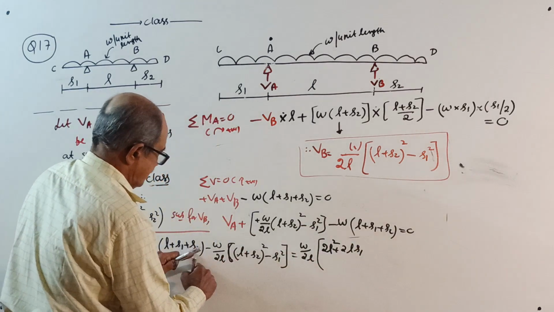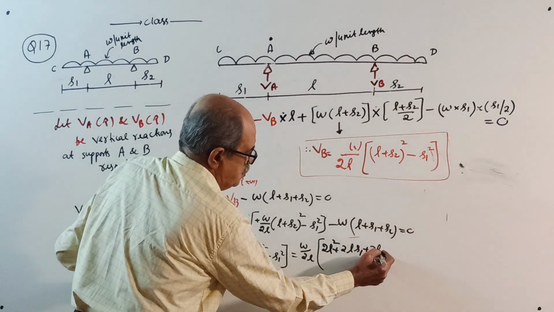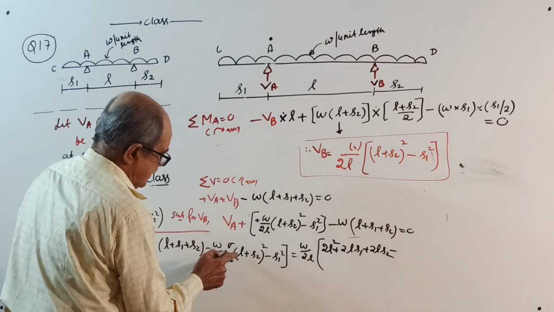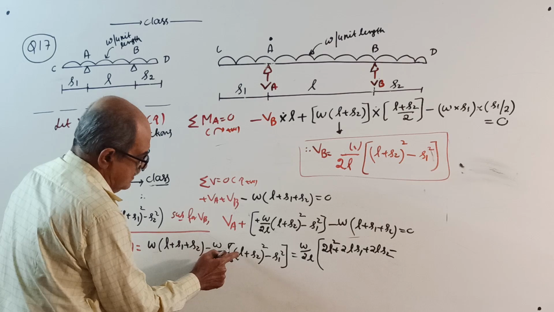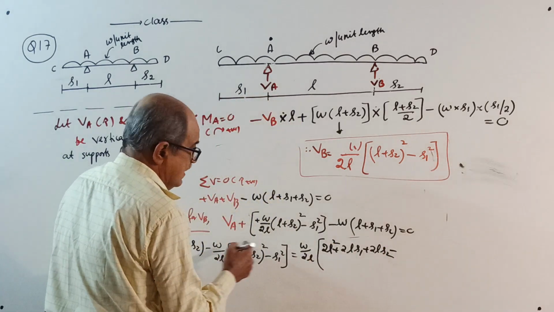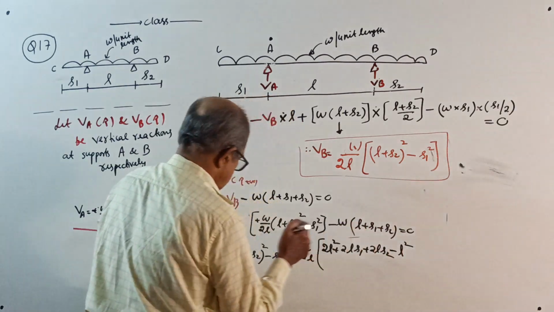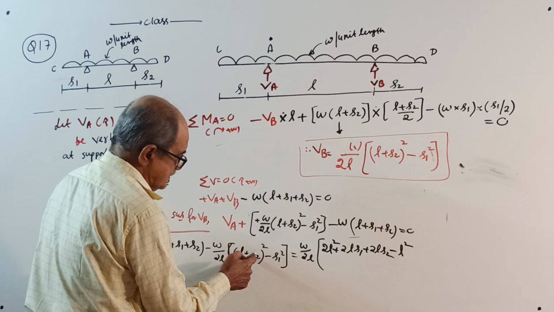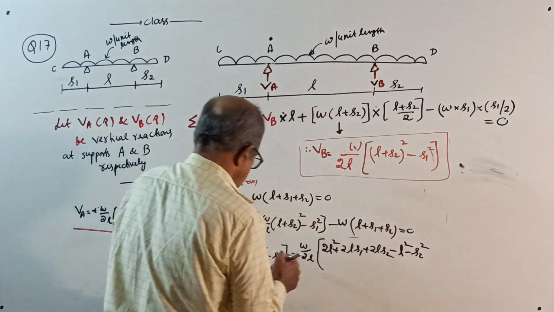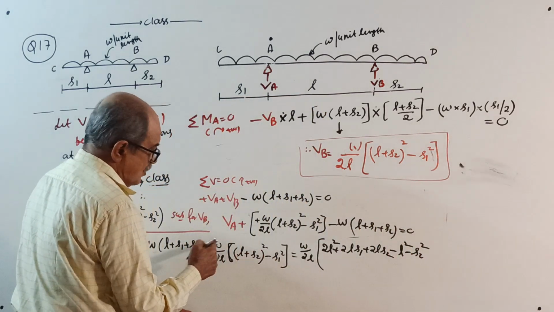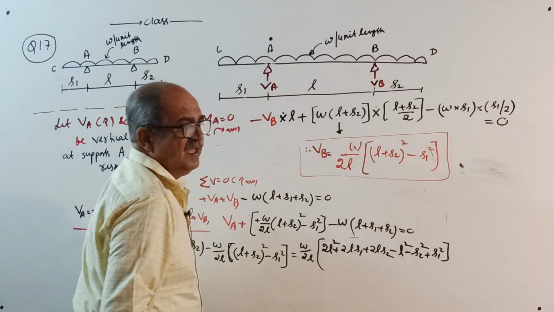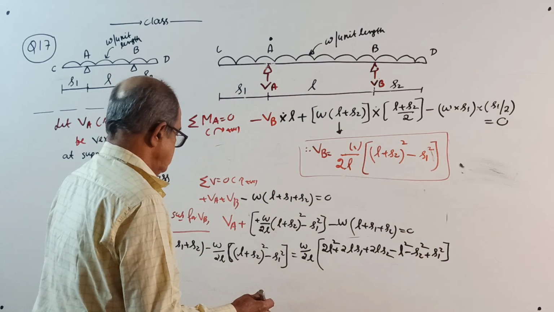2LS1 plus 2LS2 minus. This is outside, (L plus S2) whole square is L square plus S2 square, with minus outside, so minus L square, minus S2 square, and minus S1 square with minus outside becomes plus S1 square. Again I told you, primary school mathematics.